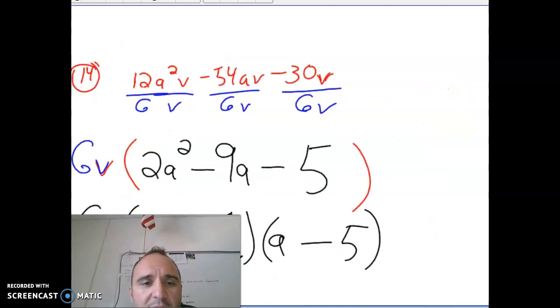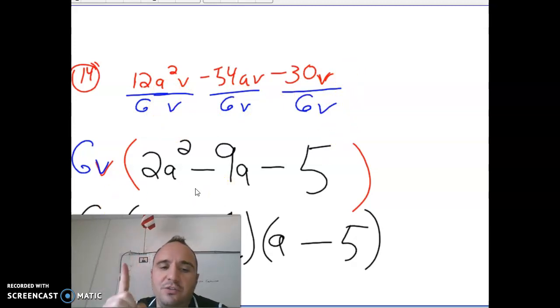So if there's something we could take out, like a GCF, in this case the red question was 14, 12a squared v minus 54av minus 30v. And I said, hey, we should look to see if there's any number or variable or combination we can take out of each term. And we did that. So we spent a day on that as well. But you always look at GCF first.